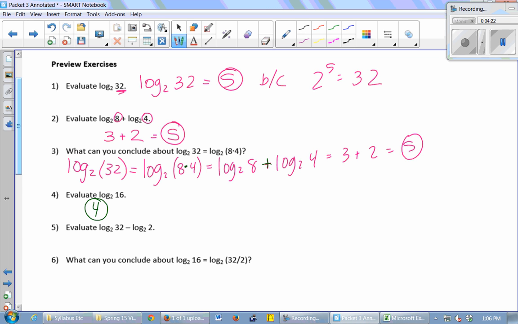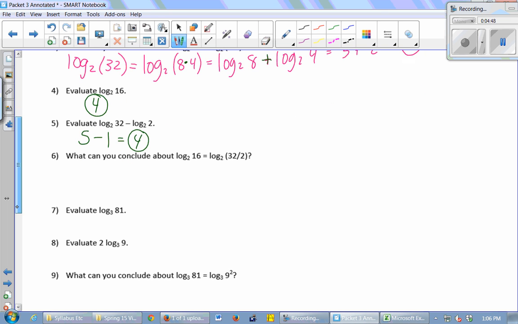All right, so now I'm going to do 2 logarithms and subtract them. What's log base 2 of 32? 5. What's log base 2 of 2? 1. 5 minus 1 is 4. I get the same answer here for 4 and 5. And how are the numbers 32 and 2 related to the number 16? 32 divided by 2 is 16.